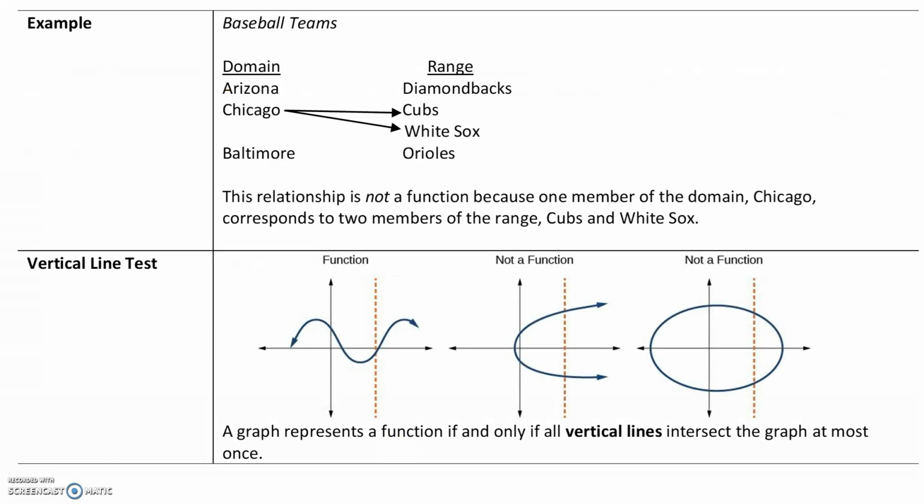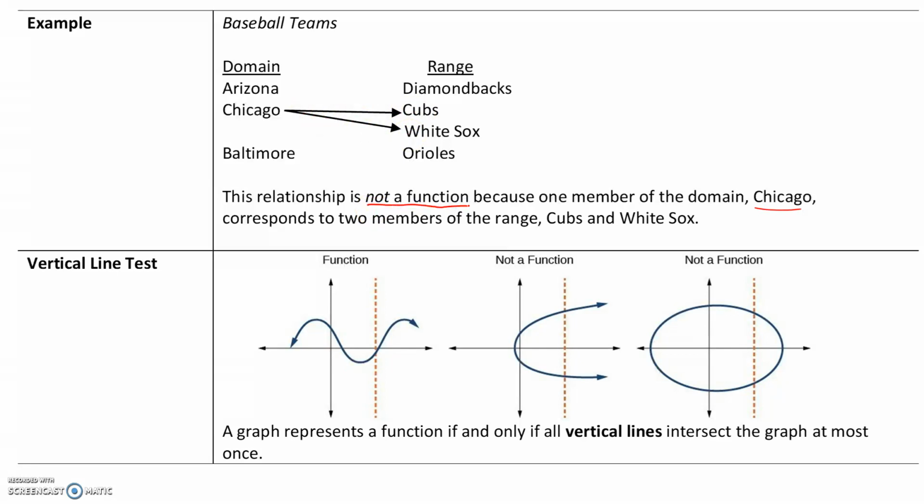Another example, in this case, the domain is the name of a city or a state, and the range is the corresponding baseball team. So Arizona, their baseball team is the Diamondbacks. Chicago has two baseball teams, Cubs and the White Sox. Baltimore has the Orioles. This relationship is not a function because one member of the domain, Chicago, corresponds to two members of the range, Cubs and White Sox. So since one member of the domain corresponds to two members of the range, this is not a function.